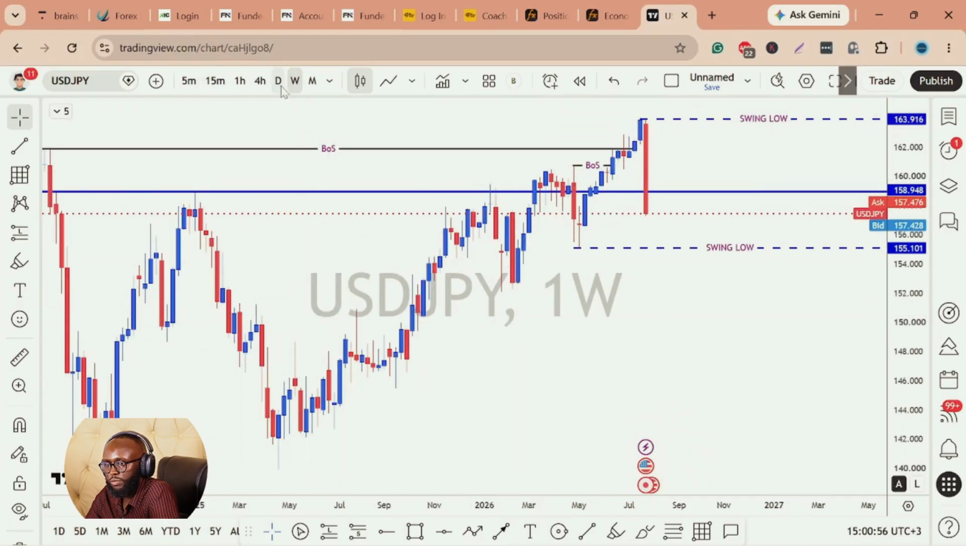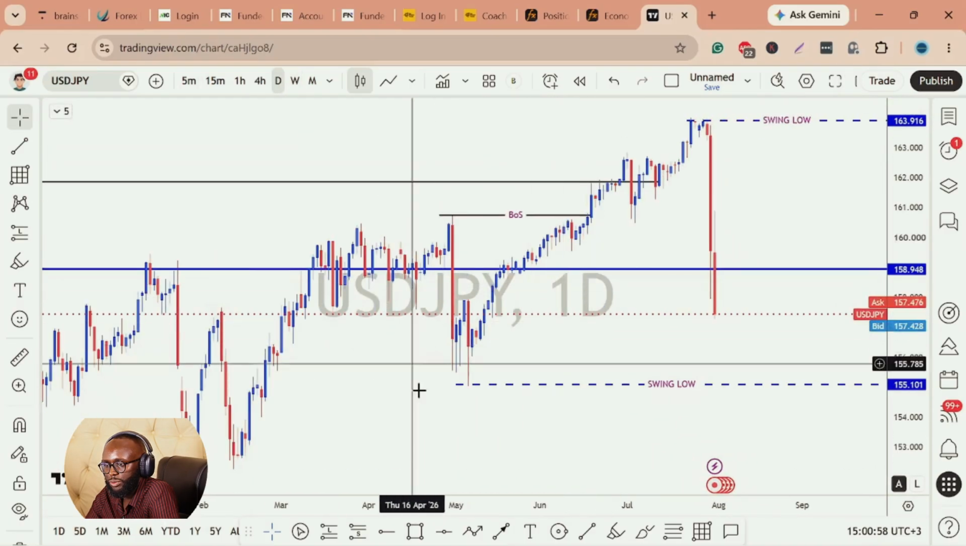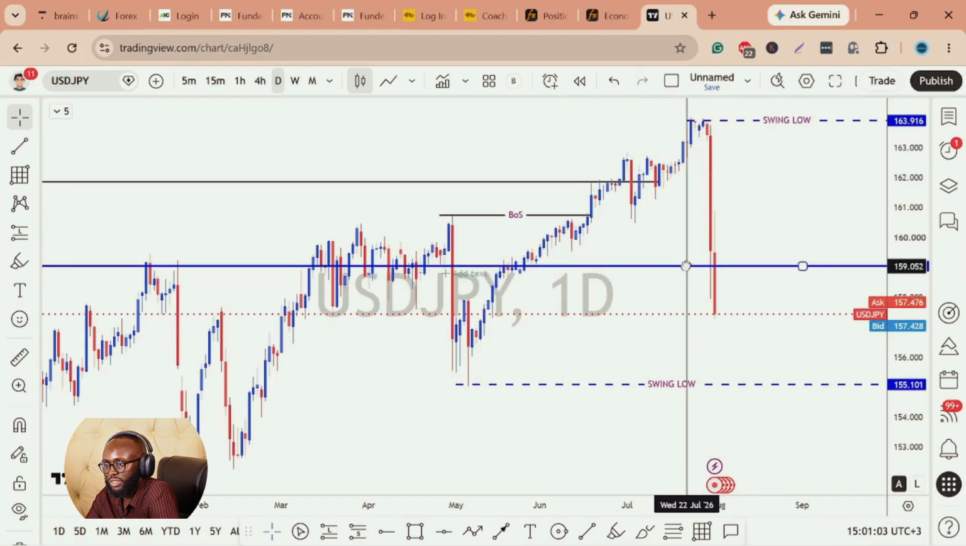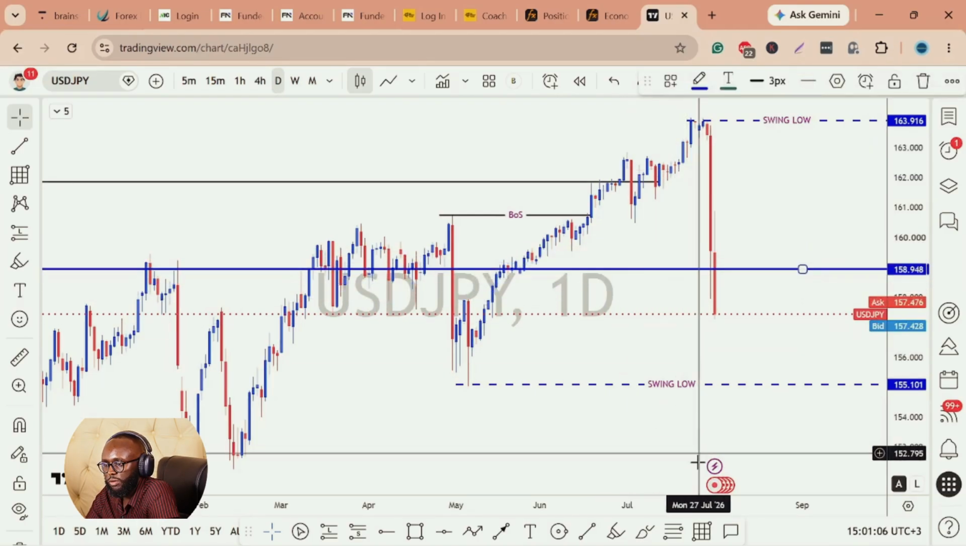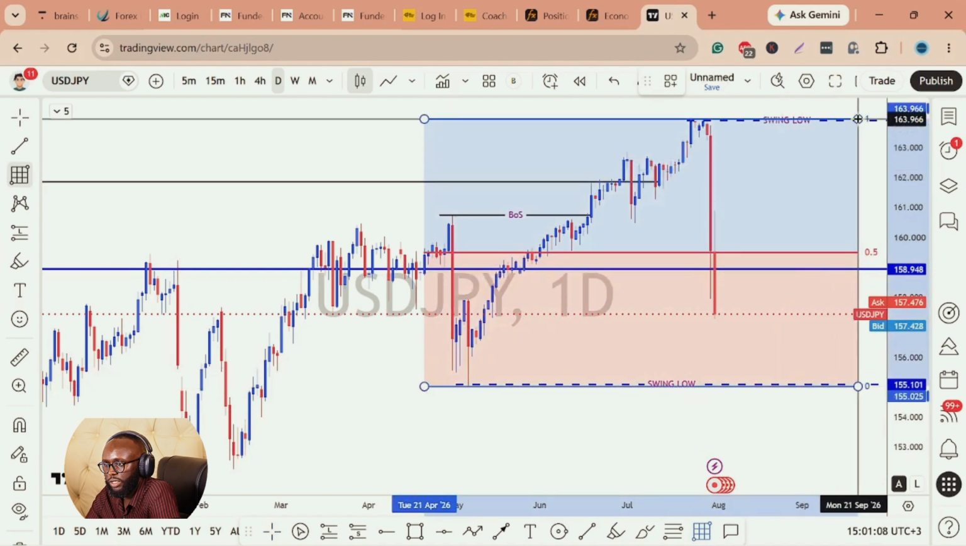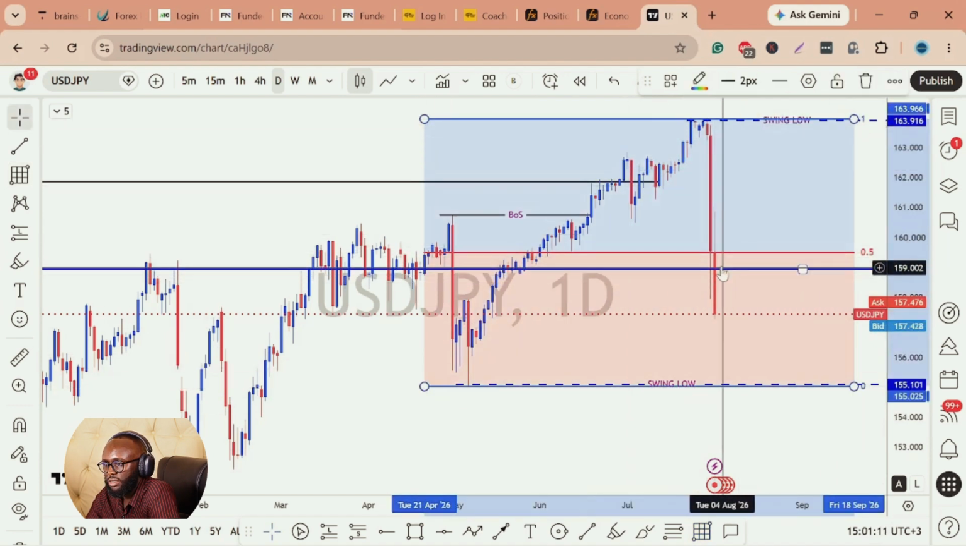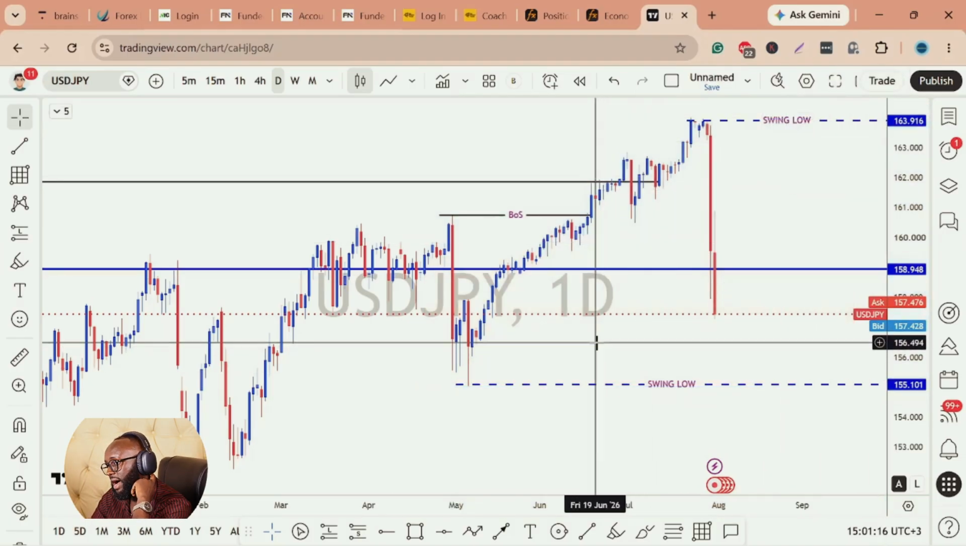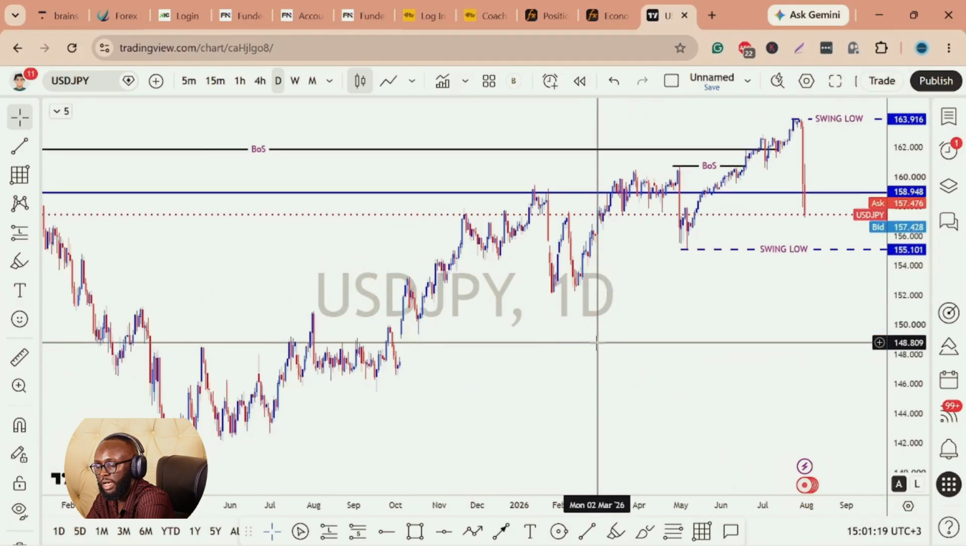And what I was looking forward to from the daily time frame context, based on this swing low and this swing high, this was my fib level, the 50% fib zone. I was looking for price to come and test this 50% before we can see price pushing higher, because USD JPY has been on a very long term bullish trend.